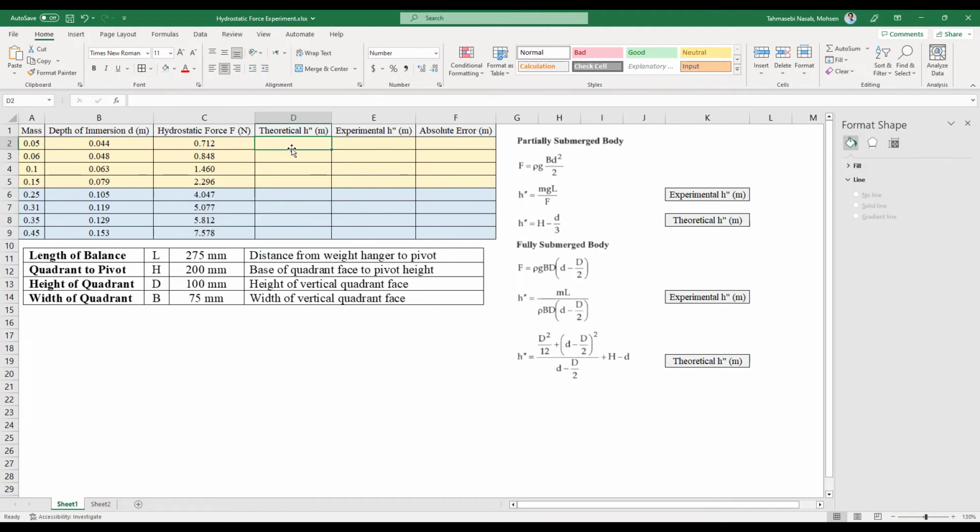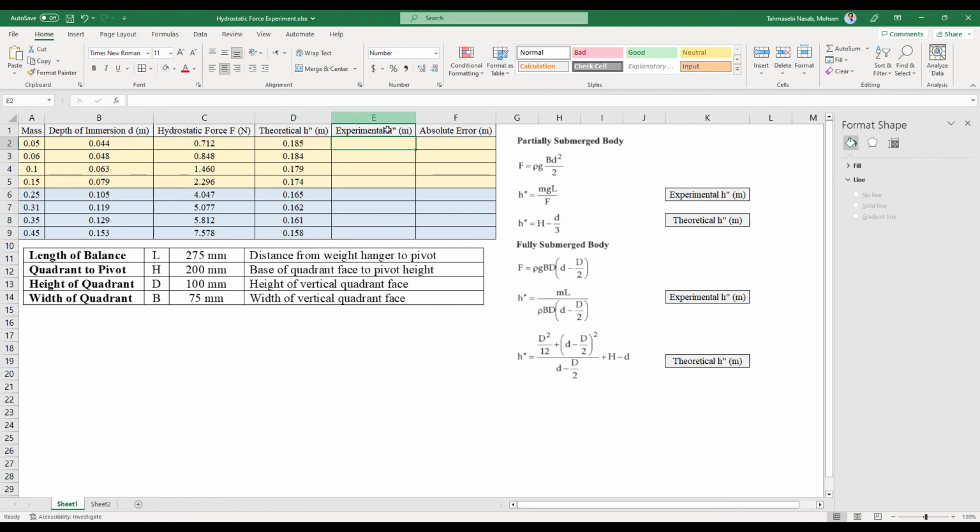Now we need to talk about the theoretical H double prime, and this is the theoretical H double prime for partially submerged. Okay, let's write it down. Is equal to capital H is 200 millimeters, so 0.2 meters, minus D is this cell over here divided by 3. There we go. So this is theoretical H double prime. And in order to calculate theoretical H double prime for fully submerged condition, we need to use this equation. And again, I have written that equation right over here already. Just going to press enter and drag it down.